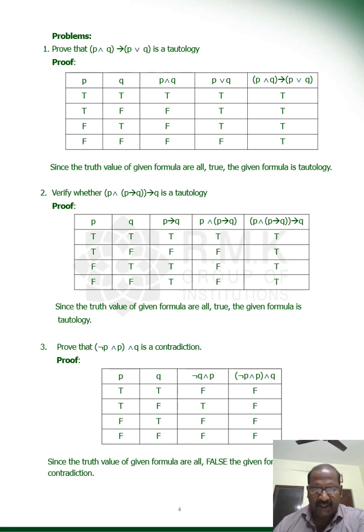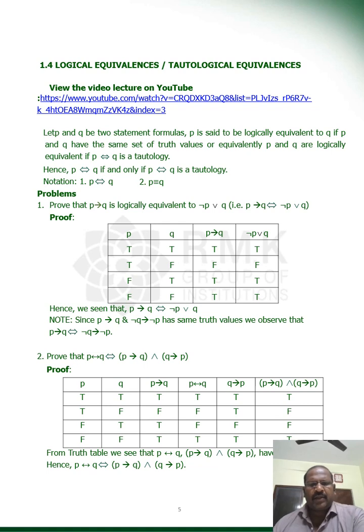Contradiction, the third problem: a contradiction means that all the rows in the final column are false. That is a contradiction statement. Next is logical equivalence. Equivalence between statements: the symbol of equivalence has an arrow mark on both sides. If P and Q are equivalent, taking the left-hand side and the right-hand side, both are equivalent, and you have to prove that.